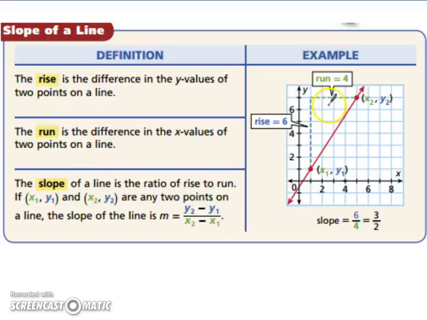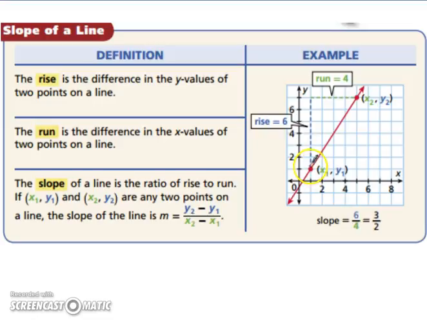So if you look at the example to the right, reading the graph from left to right, we're rising 6, so 1, 2, 3, 4, 5, 6, which would be our change in y, and our change in x would be 1, 2, 3, 4 to the right, so it's positive 4. Once you have your slope of 6/4, you can then reduce it to 3/2, because the slope of 3/2 is the same as the slope of 6/4.